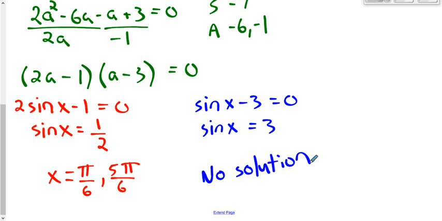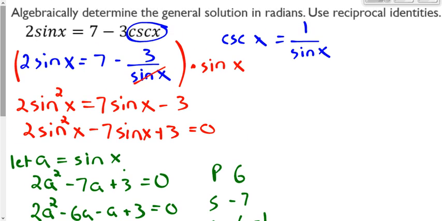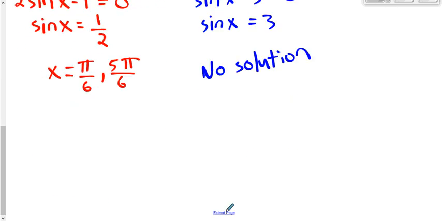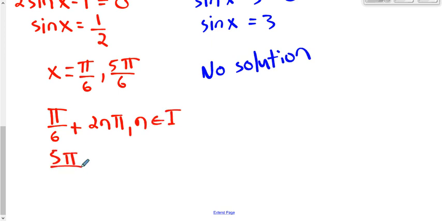So let's go look if we answered the question. Determine the general solution in radians. Okay, so general solution, we are in radians right now. So neither of these solutions are actually 180 from each other. So I'm just going to write them out separately. So pi over 6 plus 2n pi, so a full rotation, where n is an integer. And then we have 5 pi over 6 plus 2n pi, where n is an integer as well.